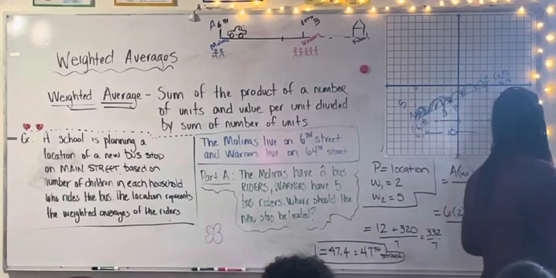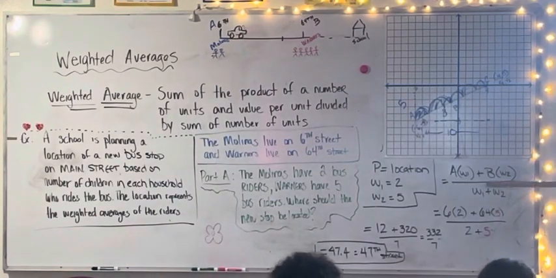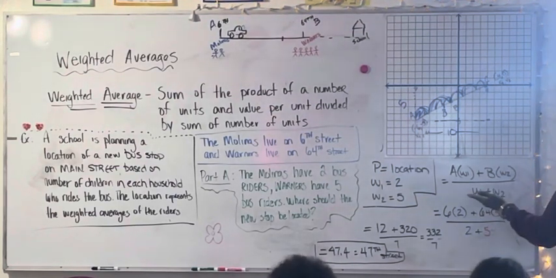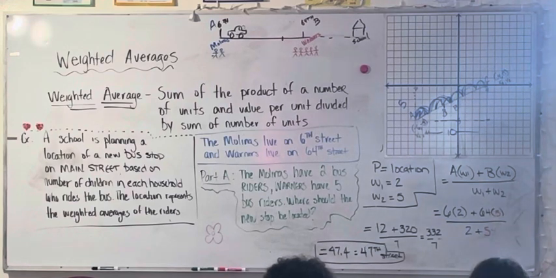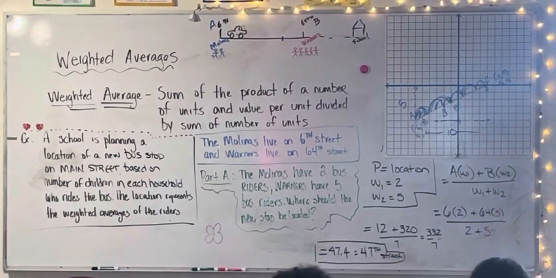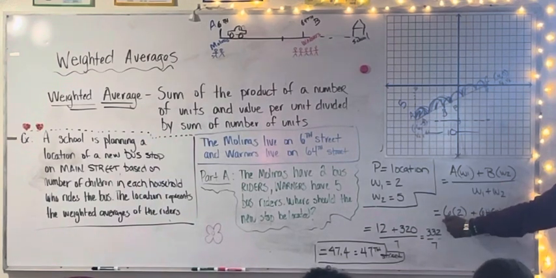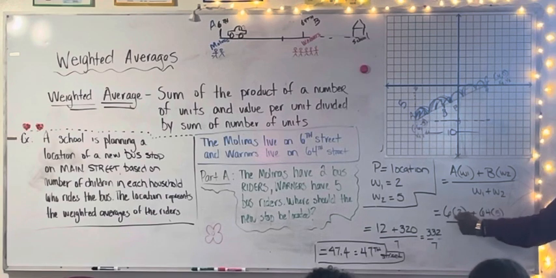All you got to do is put it in this formula right here: A times weighted average 1 plus B times weighted average 2, over the sum of both weighted averages. Is that complicated? I think that's pretty straightforward. You're taking point A, multiplying it by its first weighted average. Where's point A at? On what street? 6th Street. 6th Street times W1. How many bus riders did you pick up on 6th Street? So the first one is 6 times 2.